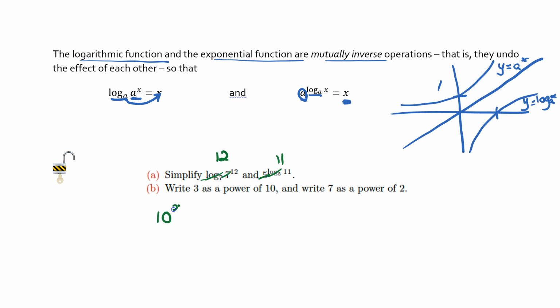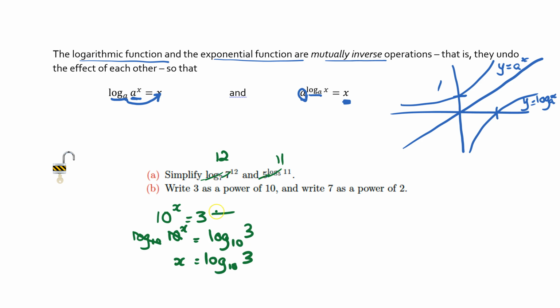So that would be 10 raised to some power equals 3. We don't know that power, but we could solve this equation, because if we took the log to base 10 of both sides, so if I took log base 10 of 10 to the x equals log base 10 of 3, then log base 10 of 10 to the x just gives me x. So x equals log base 10 of 3. So I'm saying 10 raised to what power gives me 3.